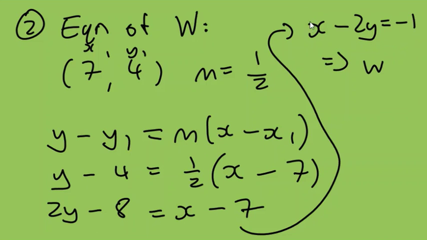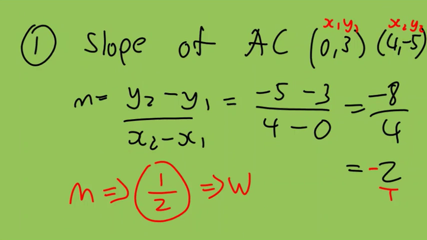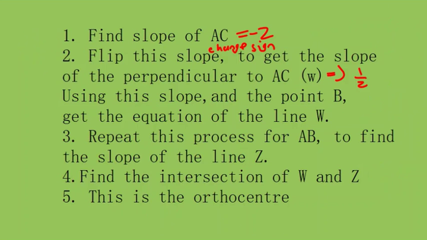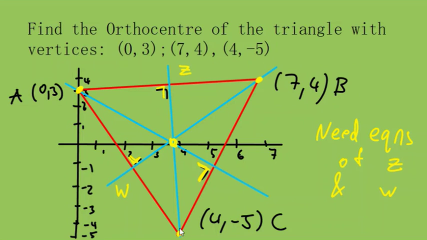And we can put that into the steps. x minus 2y equals minus 1. So we have the equation of W. We're now going to do the same thing exactly for the line AB. So first we'll find the slope, then we'll flip it to find the slope of the perpendicular line Z. Then we'll use the point on Z, which is 4, minus 5, to work out the equation of Z.